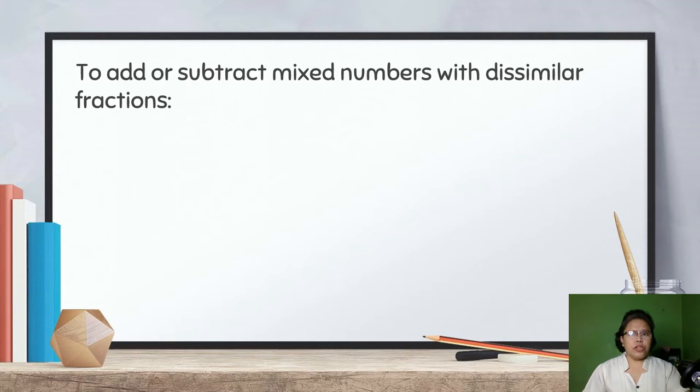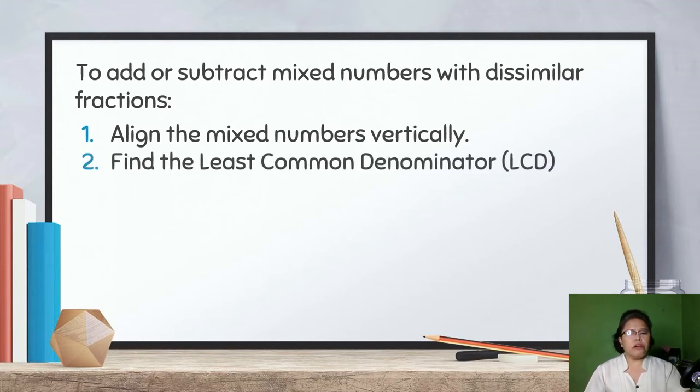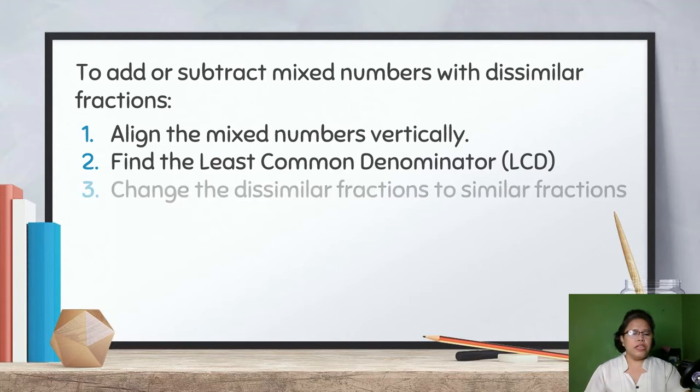So, to add or subtract mixed numbers naman ngayon with dissimilar fractions, it says here, align the mixed numbers vertically. Pero, it need not be aligned actually lagi. You will observe this in the next examples. Pero, the best way is to align the mixed numbers vertically. So, align the mixed numbers vertically, then find the least common denominator or LCD. Change the dissimilar fractions to similar fractions, kasi hindi nga pwedeng i-add yung dissimilar fractions kasi magkaibang hugis yan, magkaibang sizes. So, dapat pare-pareho lahat.